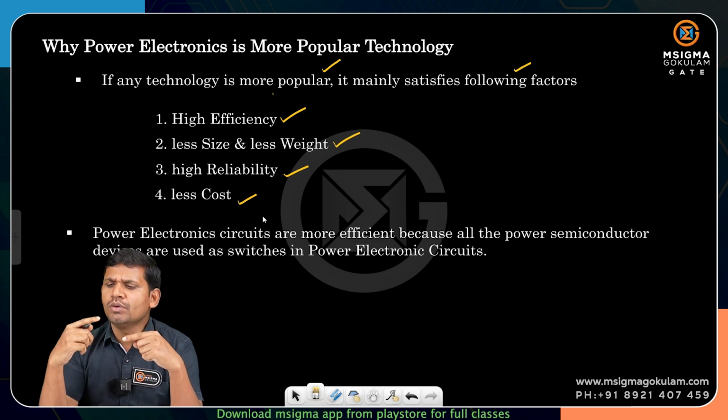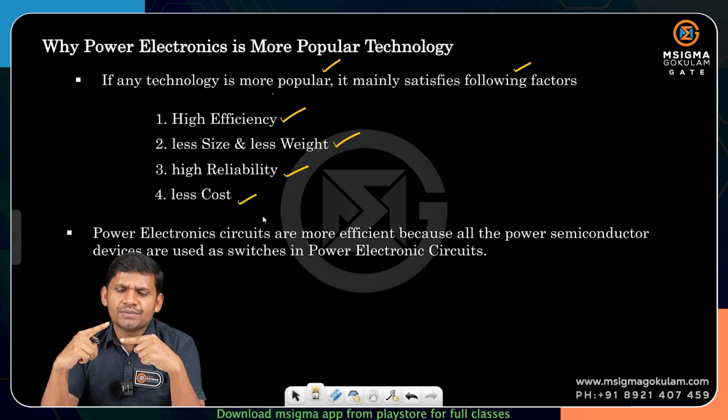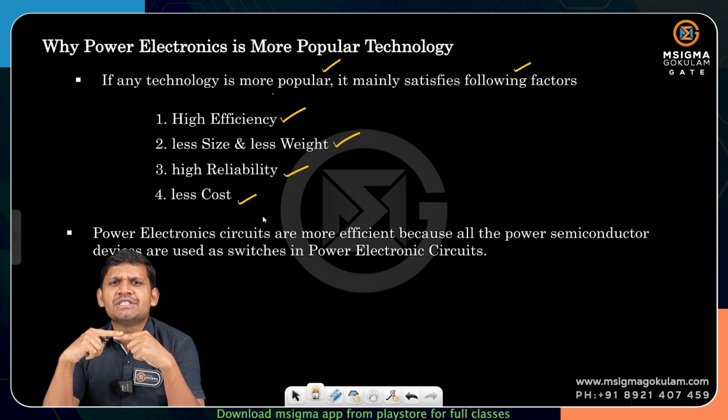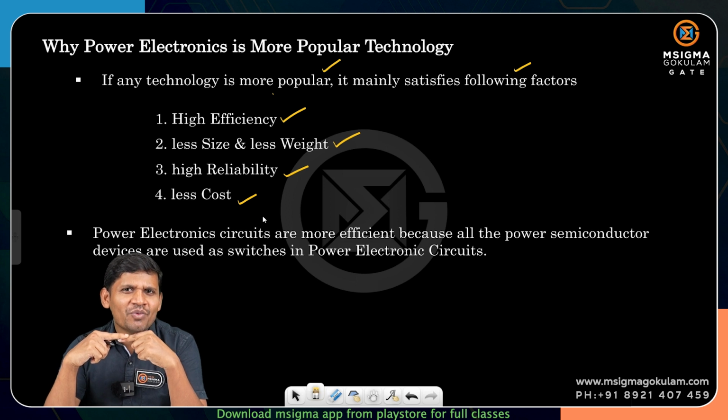Let's consider an ideal switch. If the switch is closed, students, what is the voltage across the switch? 0, correct? Voltage across the switch is 0, but current exists. Voltage 0, current exists, what is the power loss? Ideally 0. Practically, less power loss.